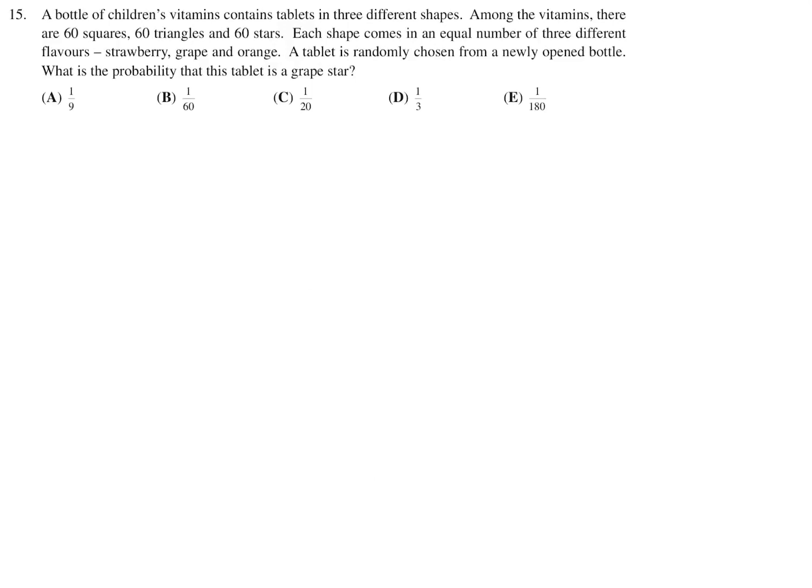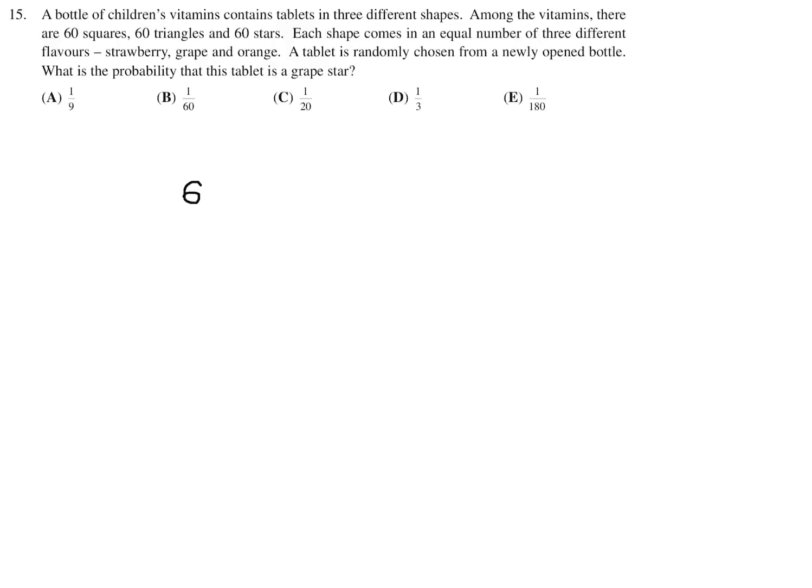A bottle of children's vitamins contains tablets in 3 different shapes. Among the vitamins, there are 60 squares, 60 triangles, and 60 stars. Each shape comes in an equal number of 3 different flavors: strawberry, grape, and orange. A tablet is randomly chosen from a newly opened bottle. What is the probability that this tablet is a grape star?